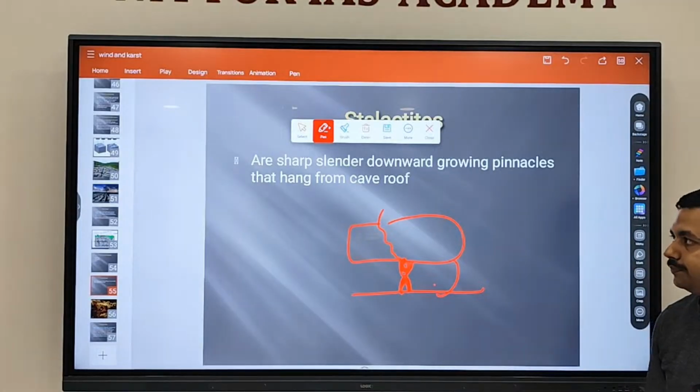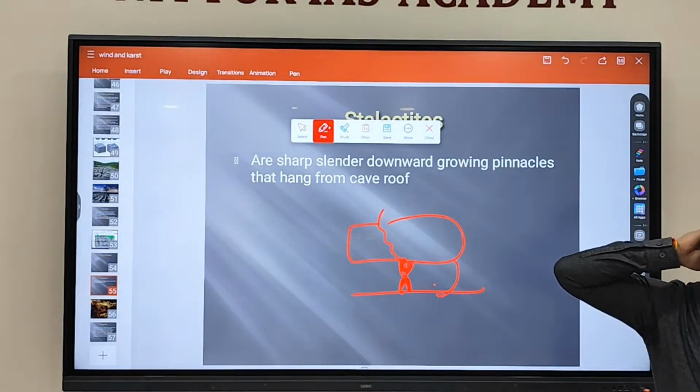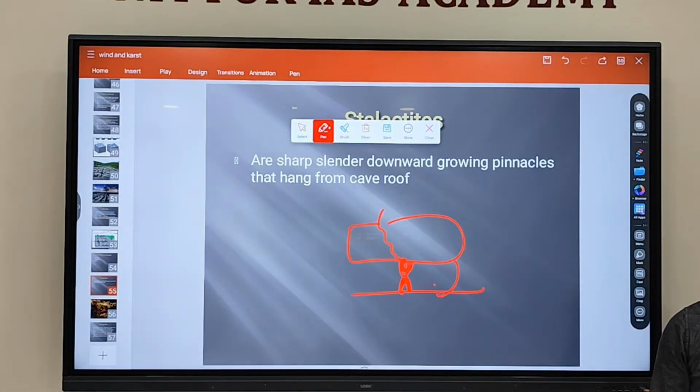Fine. So, sir, stalagmite is basically an accumulation of stalactite. Yes, when a stalactite falls down, it becomes a stalagmite because it grows from the bottom. When it hangs from the roof, it is called a stalactite. When the same thing grows from the bottom, it is called a stalagmite. Fine.